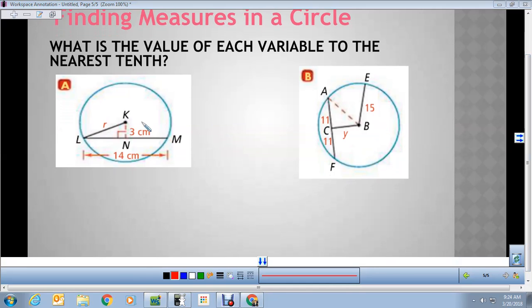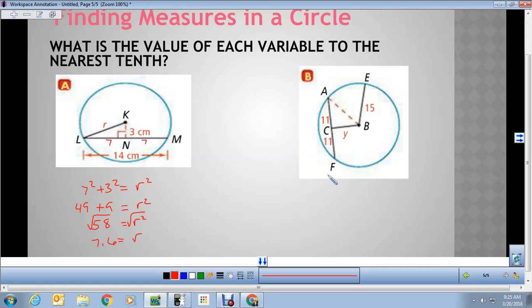In this problem, part A, the full chord is 14. This distance is 3. We have a right angle, so we know it's bisected, which means this is going to be 7 and this is going to be 7. So we have our right triangle. We have 7 squared plus 3 squared is equal to our radius squared. We get 49 plus 9 equals the radius squared. 49 and 9 is going to be 58. Square root, r is equal to approximately 7.6.